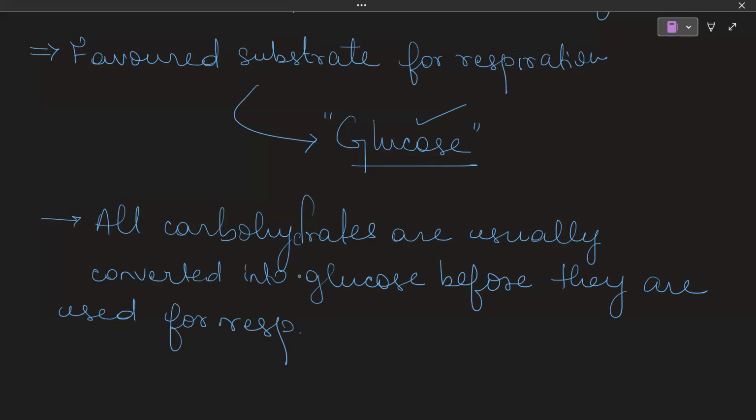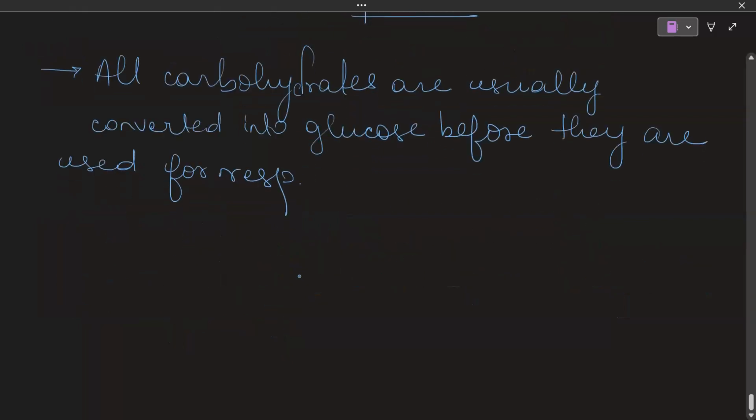like fats, right? Proteins are there. See, all of these substrates can also be respired, but they don't directly enter the respiration process. Let us write the example of other substrates. So, wait. Other substrates.